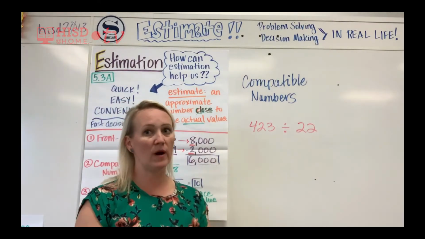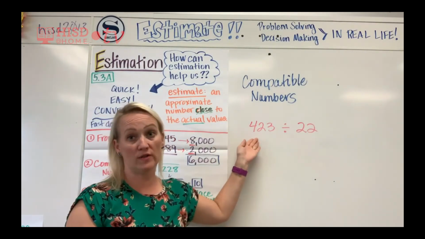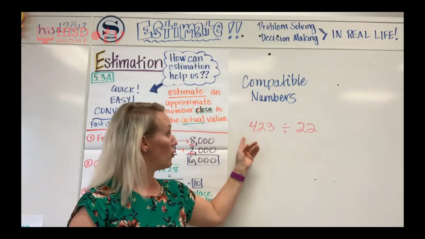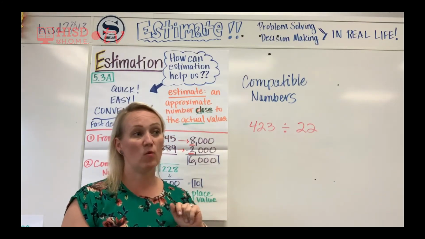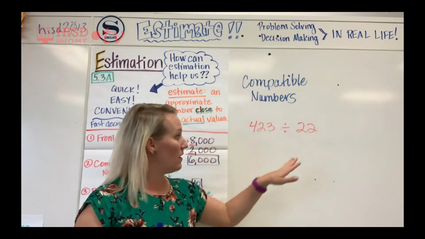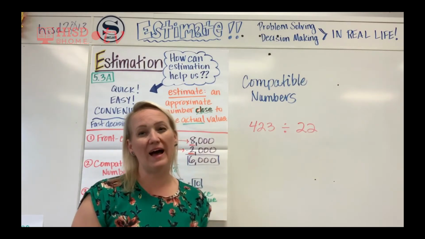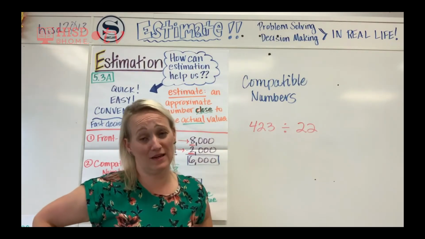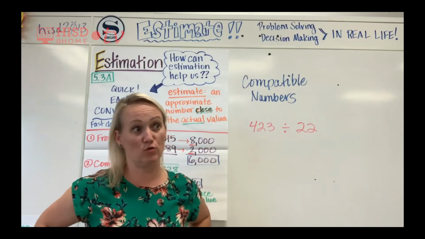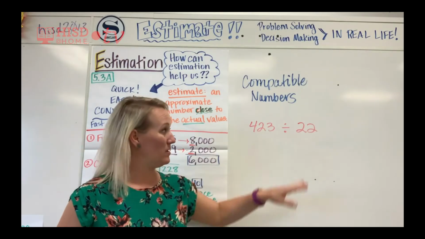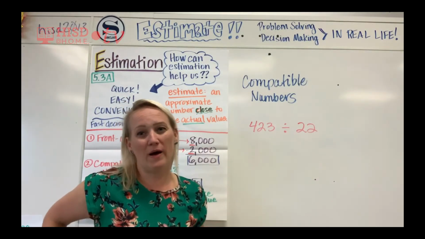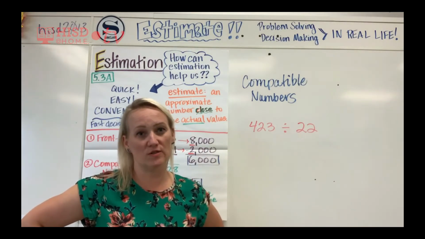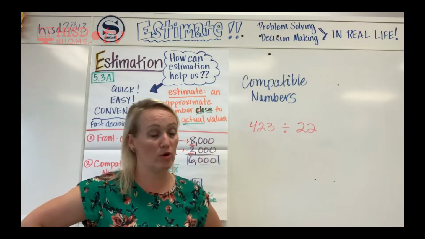A scenario might be, I have a book that's 423 pages, and I want to know if I read 22 pages a day, about how long, because I know about how fast I can read, right? So if I know I can read about 25 pages a day, but it's actually 22, I want to know about how long it would take me to read a book. So this is where a real life scenario would be important.